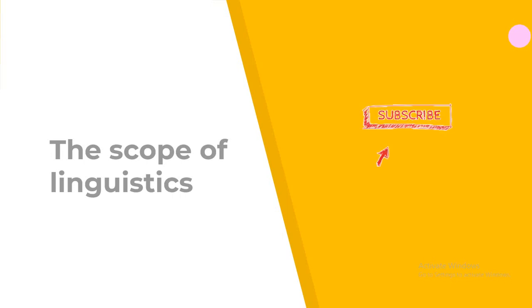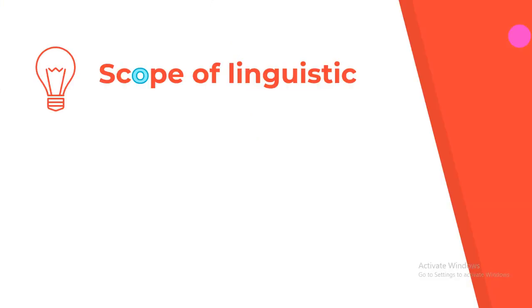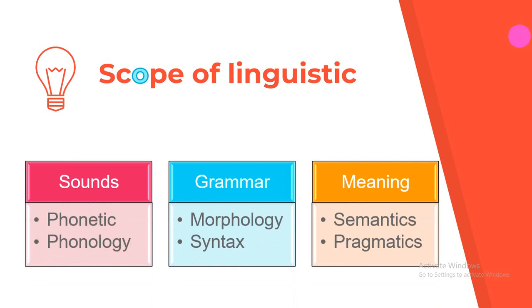Yes, different scopes of linguistics. Actually, there are three scopes of linguistics: sound, grammar, and meaning. Sound includes two things: phonetics and phonology. Grammar also has two points: morphology and syntax. Meaning also has two points: semantics and pragmatics. Next we will discuss one by one: phonetics, phonology, morphology, syntax, semantics, and pragmatics.